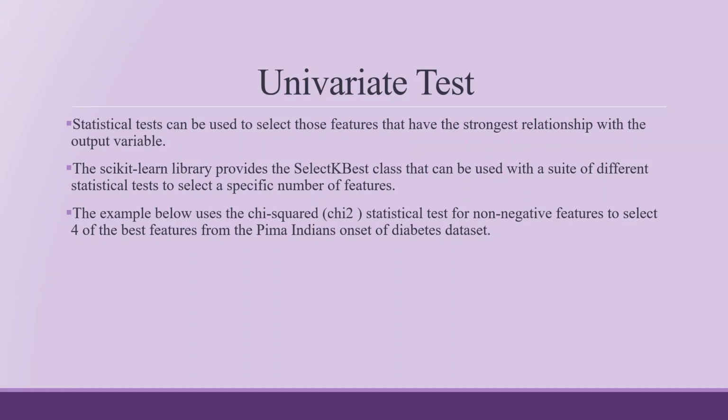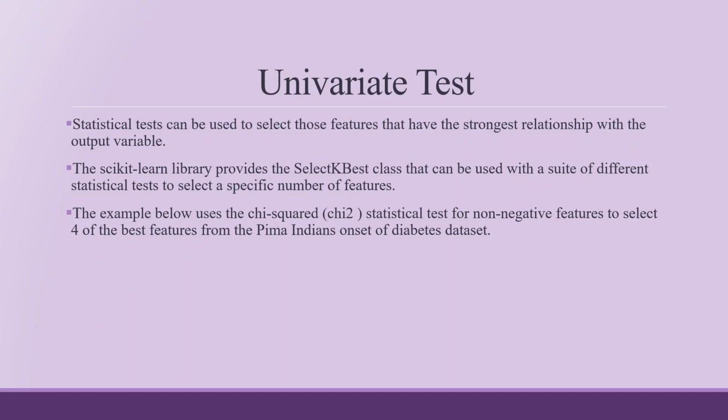The first method is the univariate test to detect the best variables. Statistical tests can be used to select those features that have the strongest relationship with the output variable. The scikit-learn library provides a SelectKBest class that can be used with a suite of different statistical tests to select a specific number of features. The example below, which we have considered here, is of the Pima Indian diabetes dataset. This dataset is readily available on the Kaggle website.